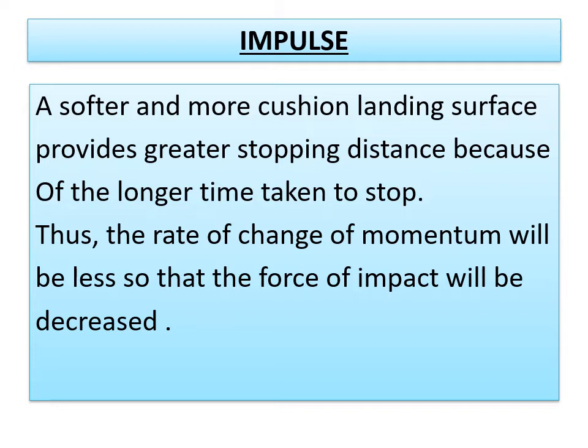So what is momentum? That is the product of mass and velocity. Rate of change of momentum means his body will have some mass. Initially he will be traveling with some velocity. After landing, he will decrease to some velocity. So for that reason, the rate of change of momentum will be less, so that the force of impact will be decreased. Thereby the person who lands in these two situations will not hurt himself.